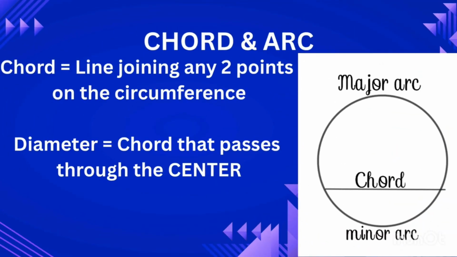chord and arc. In your right hand you can see a circle with chord AB and a diameter through the center O. A chord is a straight line that joins any 2 points on the circumference of a circle. You can see this line AB in that circle. That is a chord. But if the chord passes through the center of the circle, we call it a diameter. It's important to note that every diameter is a chord, but not every chord is a diameter. So this is the basis of what we are going to be learning today. So take note as we proceed to the next slide.